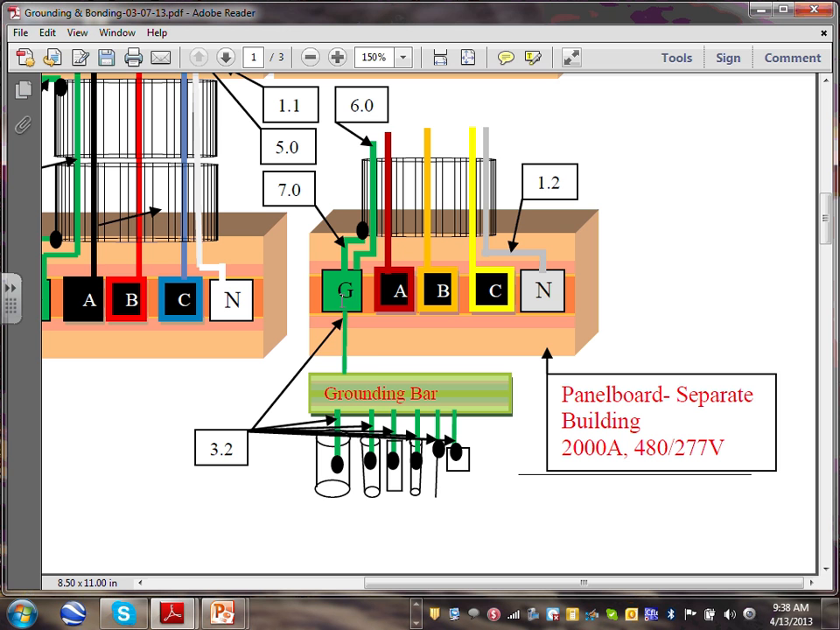So here's what they do. Then you have a ground bar, and then we have the grounding electrode conductor. This is also called, at the second building, the grounding electrode conductor.